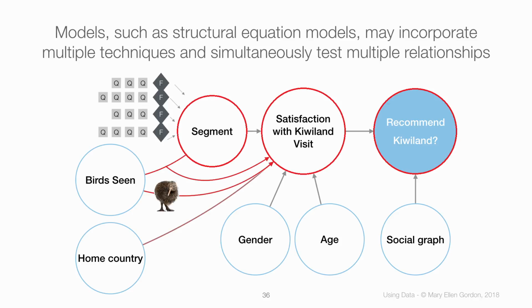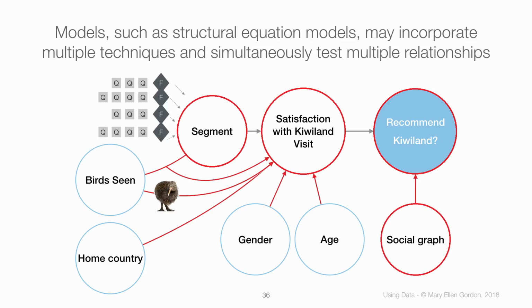Also, your home country. Maybe we think that visitors from some countries have a better time overall on average than others. We might expect some age and gender differences in terms of their satisfaction with the visit to KiwiLand. So we're looking at how all of those things individually and collectively affect satisfaction with KiwiLand. We're looking at how satisfaction with KiwiLand affects the propensity to recommend. But we're also looking at the influence of a person's social graph.